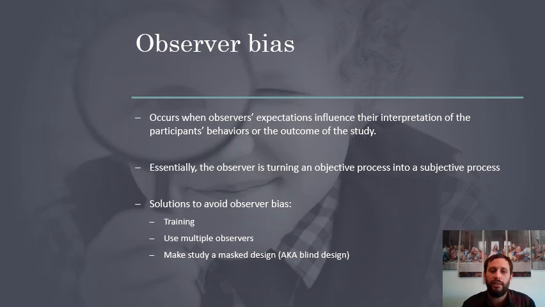Additionally, one more strategy you can use to avoid this observer bias, or to at least reduce it, because we can never completely eliminate it, is to make your study a masked design, otherwise known as a blind design. A masked design means that the observers that are observing the constructs of interest have no idea what the research question is. This is important because then they can't have any biases associated with the research questions or the hypotheses within it. If an observer is blind to the research question or hypotheses of interest, then we know that that couldn't have been taken into account in their observations.